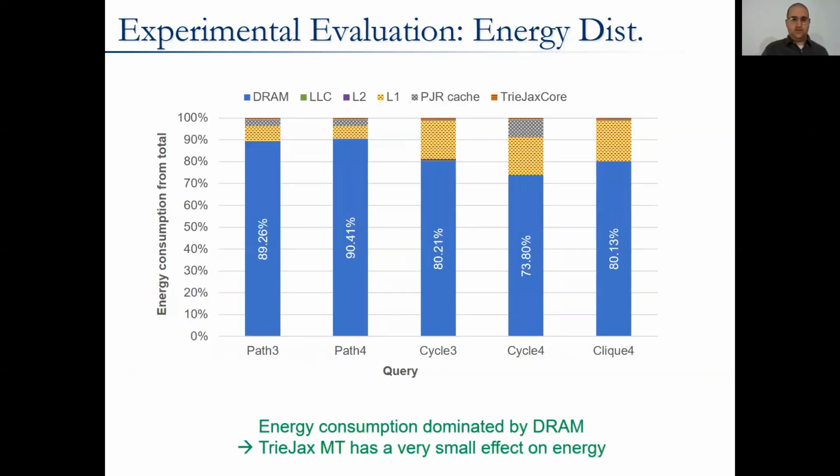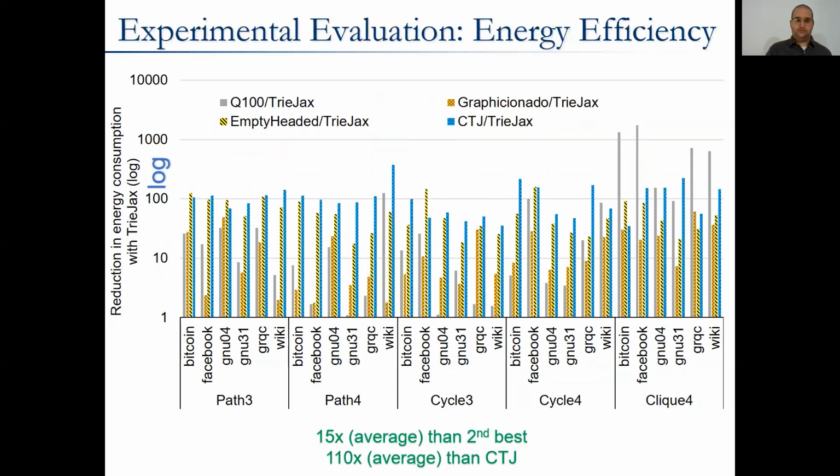As for the energy, you can see here the energy distribution in the system. And you can see that the energy consumption overall is dominated by the DRAM. And this is why the TrieJax multithreading has a very small effect on energy. And it's because the TrieJax core is only a fraction of the overall energy. For energy efficiency, this graph shows that we are 15 times better on average than the second best, which is Graphicionado, and 110 times better on average than CTJ.